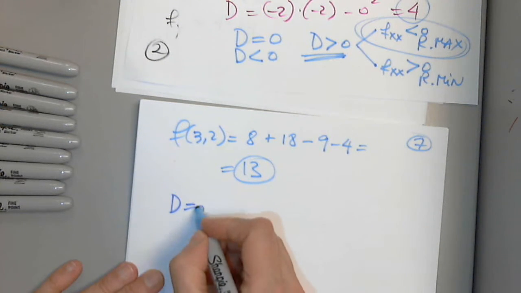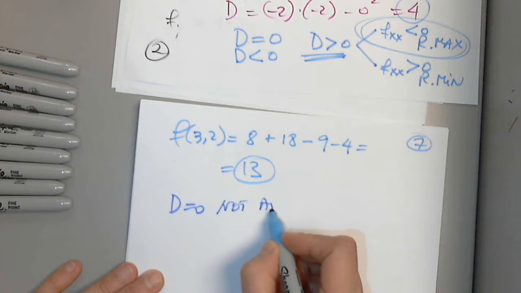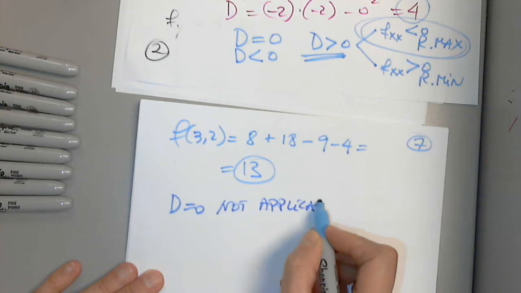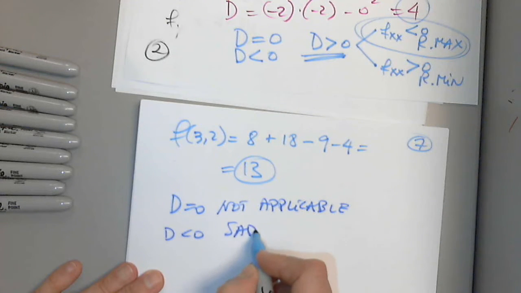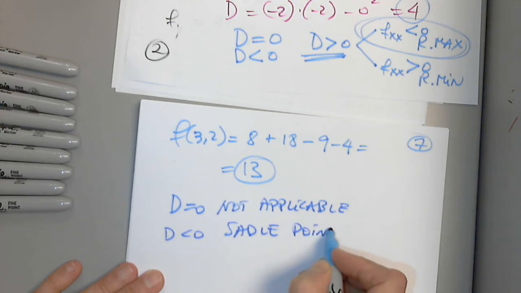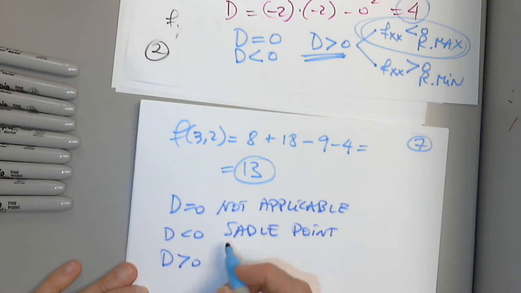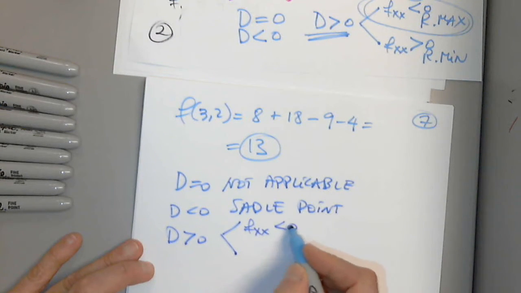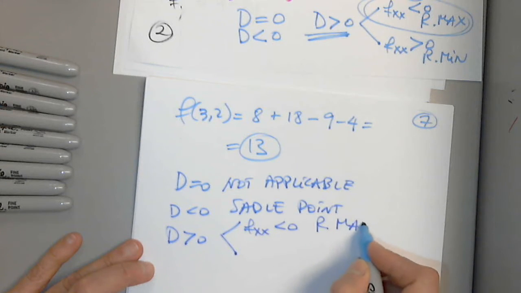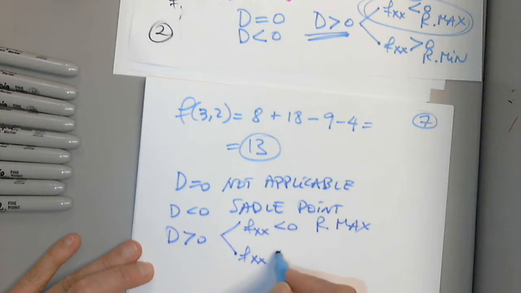Okay, D equals 0, not applicable. D less than 0, saddle point. Only D greater than 0 has two options. For fxx to be less than 0, relative max. For fxx to be greater than 0, relative min.